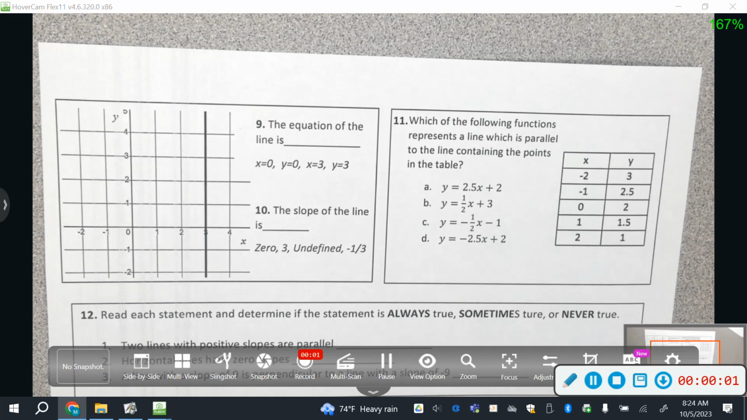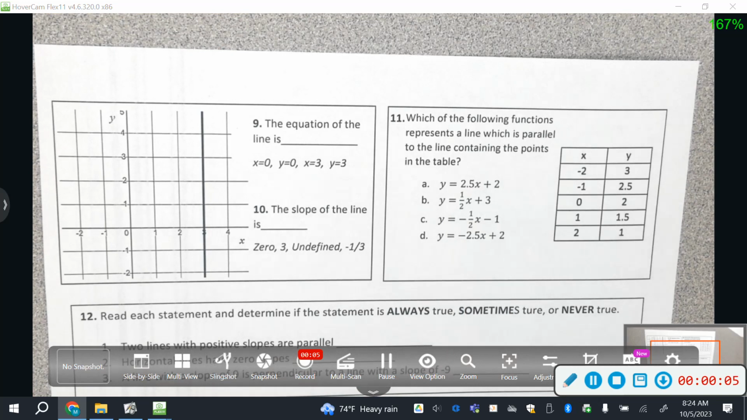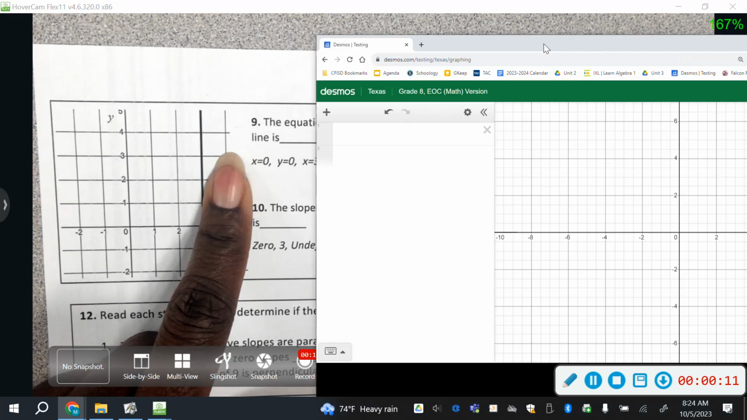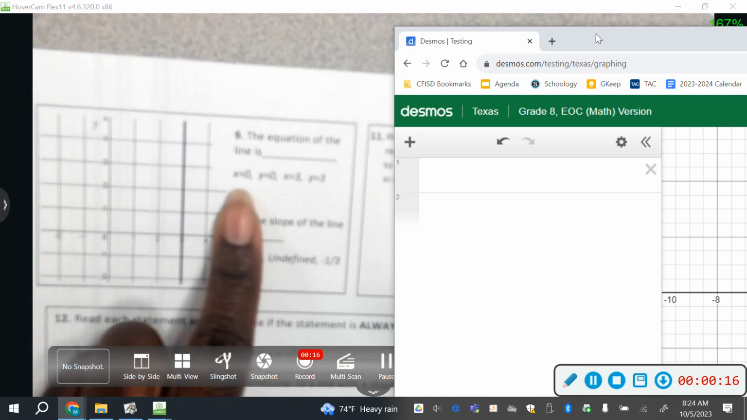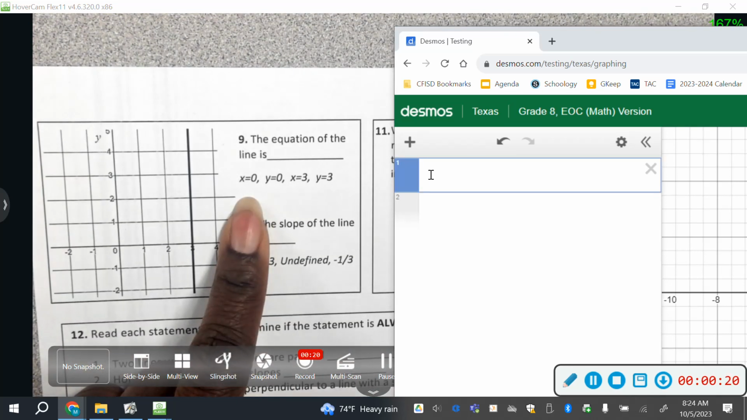Look at, we're going to start off with problems. This is 9, 11, and 12. So like on number 9, one thing for this next test you should be thinking is, did they give me an equation? It says the equation of the line, this line is what? They gave me 4 different equations. I'm just going to type all 4 of them in there.